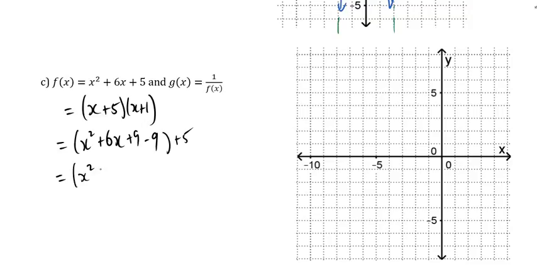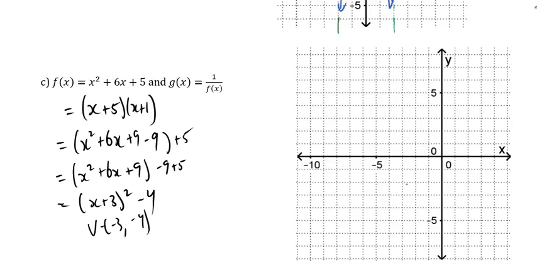If this was a more complex completing the square question, and it had a coefficient on the x squared term, you'd have to do extra work, but this one's simple. Now x squared plus 6x plus 9 is a perfect square trinomial, so this is (x plus 3) squared minus 4. So I've got a vertex of (-3, -4). I've got my two zeros of -5 and -1. I've got my y-intercept of 5.